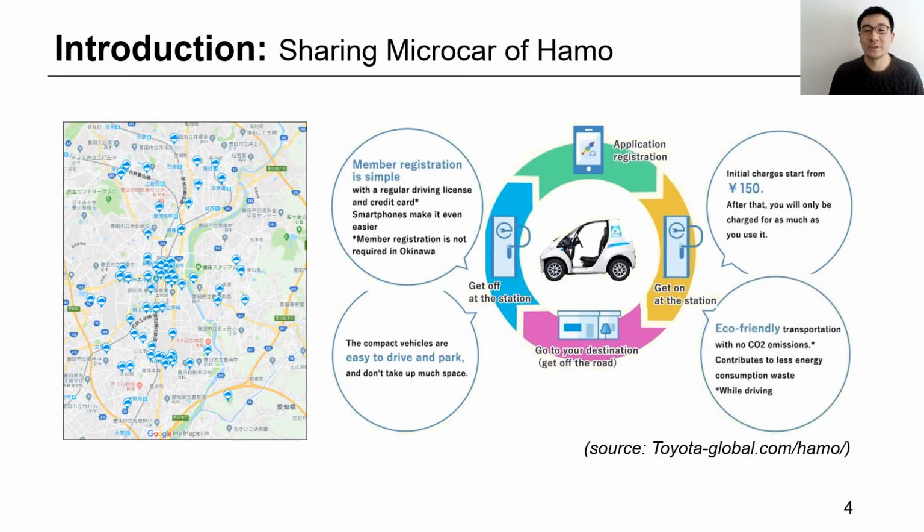My research was dealing with the sharing microcar called Hamo, which is a transportation service operated in Toyota City, Japan. When you want to travel, you borrow one of the Hamo cars at one of these charging stations, you drive, and then you return it to another station near your destination.